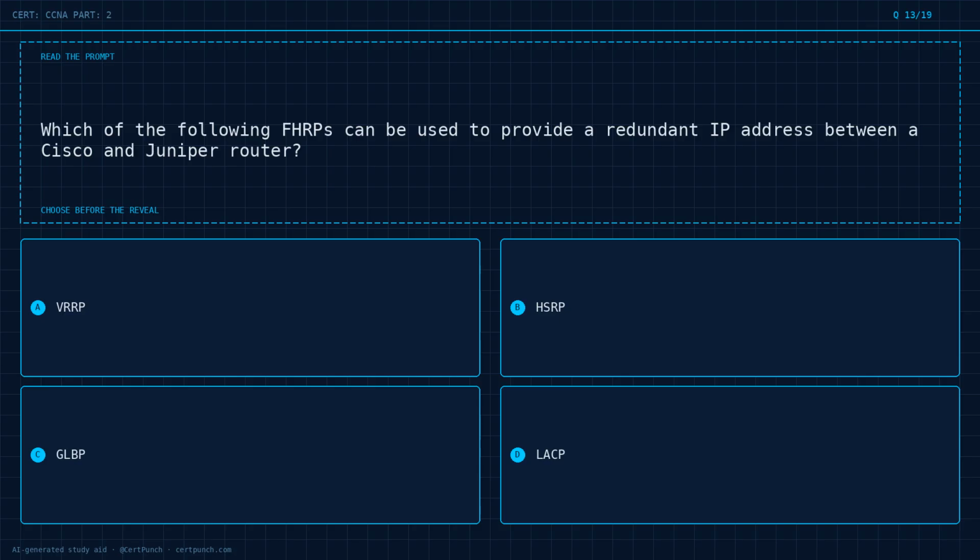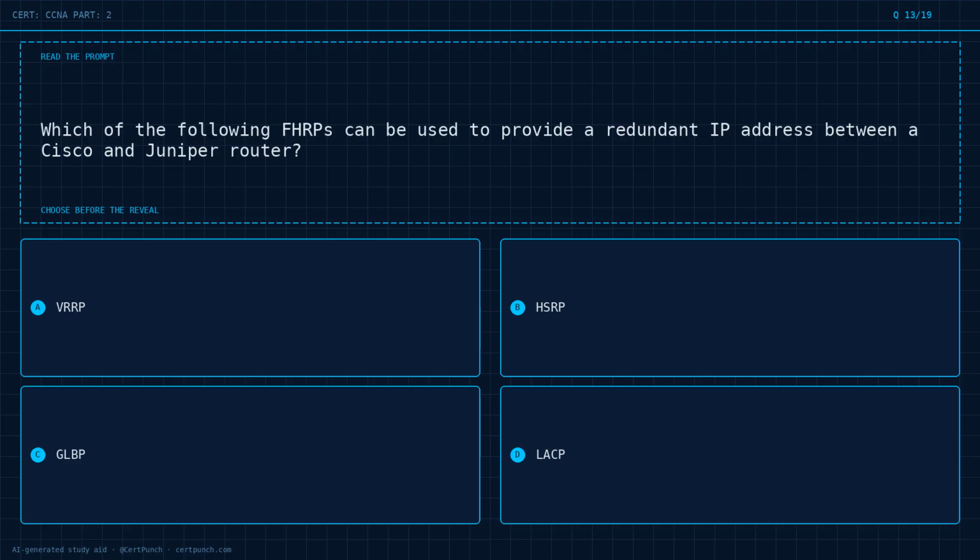Question 13 of 19. Which of the following FHRPs can be used to provide a redundant IP address between a Cisco and Juniper router? Option A, VRRP. Option B, HSRP. Option C, GLBP. Option D, LACP. Choose the best answer before the reveal.